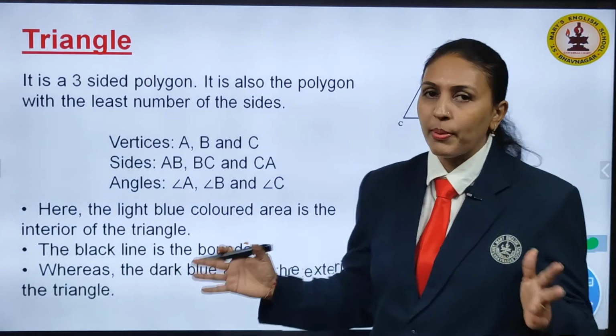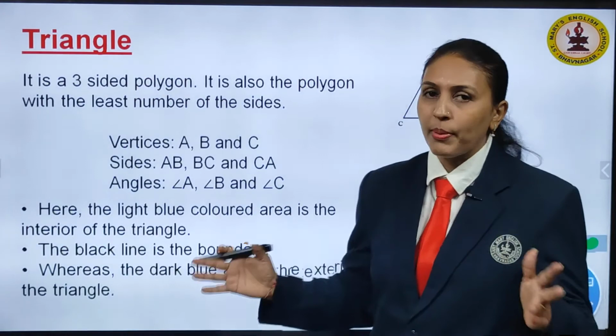When the line segment passes through the center of the circle and touches the two ends of the circle, we call it a diameter. You cannot call this a diameter. Why? Because it is not passing through the center of the circle. It is something else, we will learn next what it is. So, a diameter always passes through the center of the circle.